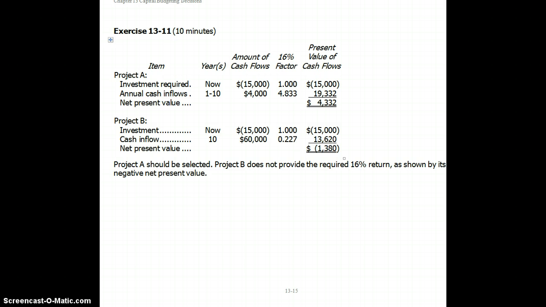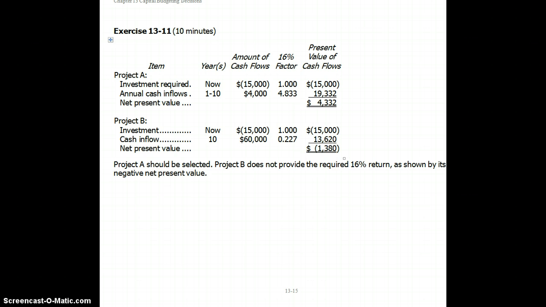First alternative is to invest in Project A, which requires a $15,000 cash outlay, where the annual cash inflows will be $4,000 per year, and the life of the project is 10 years. The alternative is to invest in Project B, where the same $15,000 of investment would need to be made on day one. There would be no annual cash inflows. However, there would be a single cash inflow at the end of 10 years in the amount of $60,000. So both projects have a lifespan of 10 years.